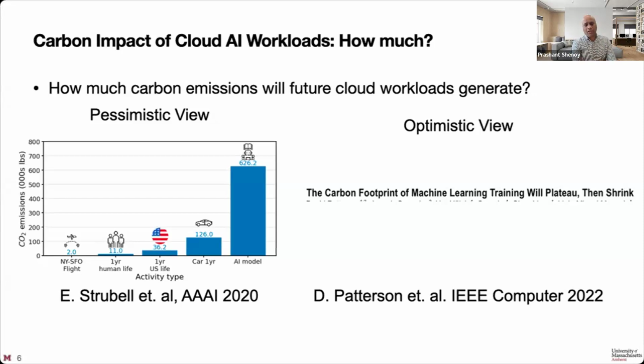So that's showing us that these AI workloads are having a significant negative environmental impact, and we should be really thinking about this problem carefully to make things sustainable.